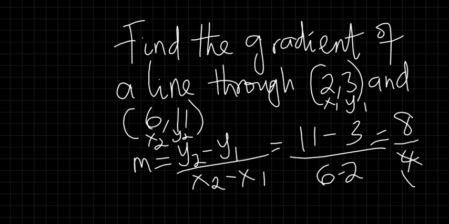So 4 here 1, 4 here 2. So M is equal to 2. That's the gradient of the line given 2 points. Not wasting time.